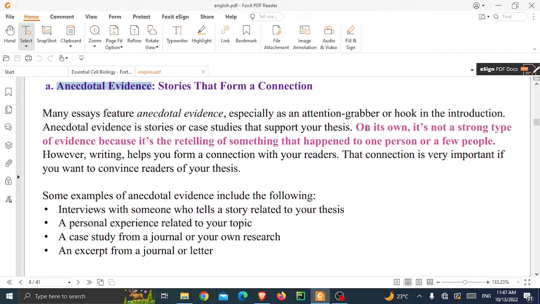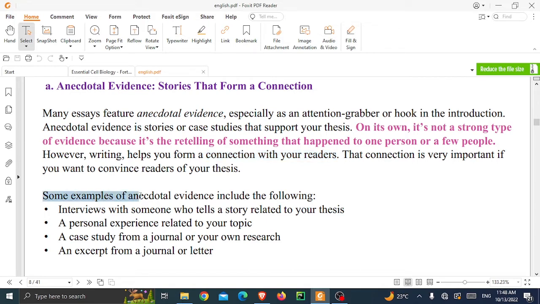It's either a story you experienced, or a story from another person. And let's focus on something. It's not a strong type of evidence because it is the retelling of something that happened to one person or a few people. So that makes it a weak type of evidence, because it's not something that happens often to most people. So we don't consider it a strong type of evidence. But like I said, it works as a good hook, so it helps make a connection with the readers. And that connection is very important, of course, to make the readers trust you or to grab the reader's attention.